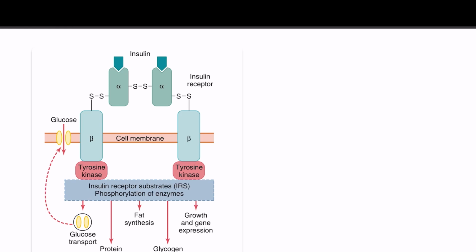Now, the mechanism of insulin action. To start function, insulin first attaches to the insulin receptors. Insulin receptors have four subunits, 2 alpha and 2 beta. Alpha subunits are outside the cell membrane and beta subunits attach to the cell membrane.